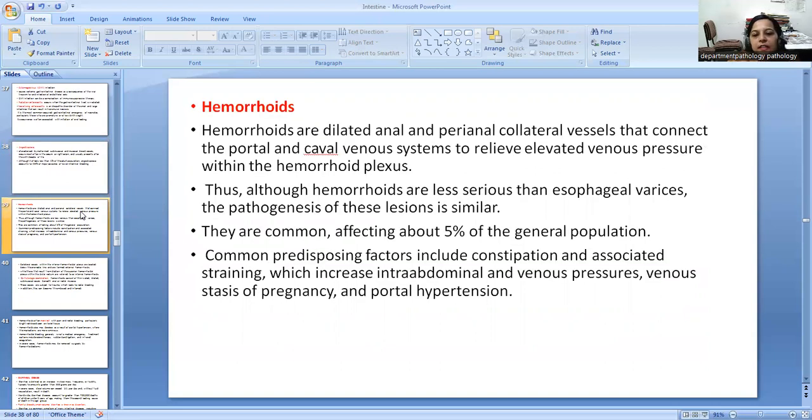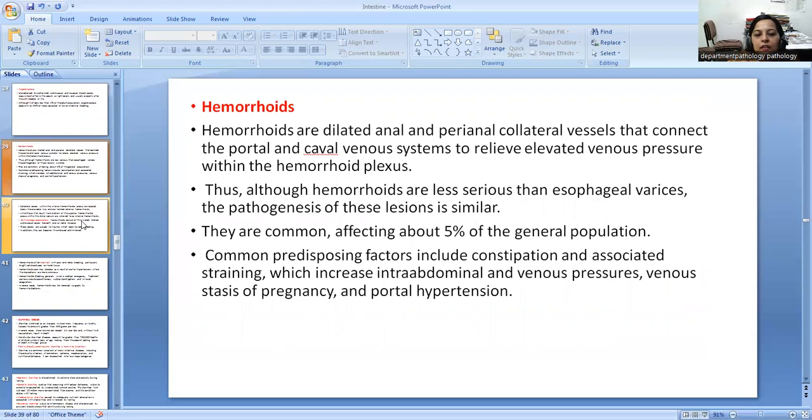Hemorrhoids are dilated anal and perianal collateral vessels that connect the portal and caval systems to relieve elevated venous pressure within the hemorrhoidal plexus. Thus, although hemorrhoids are less common than esophageal varices, the pathogenesis of these lesions is similar. They are common, affecting about 5% of the general population. Common predisposing factors include constipation and associated straining, which increase intra-abdominal and venous pressures.